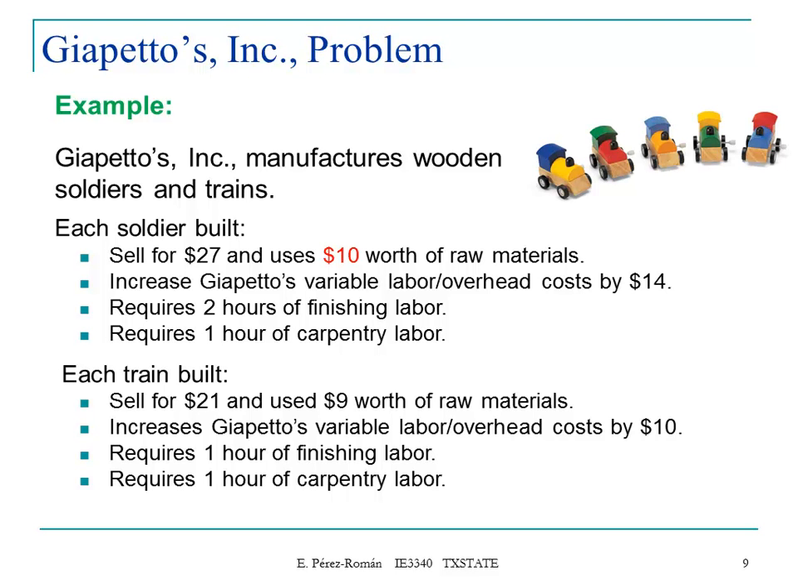For selling a soldier, you get $27. But you also spend $10 of raw materials, and you have a variable labor cost of $14. To build the soldier, you require 2 hours of finishing labor and 1 hour of carpentry. For the trains, you have only 1 hour of finishing labor and 1 hour of carpentry. But you can sell a train for $21. You have $9 of raw materials and $10 of variable labor cost. So that's the information for each type of toy.